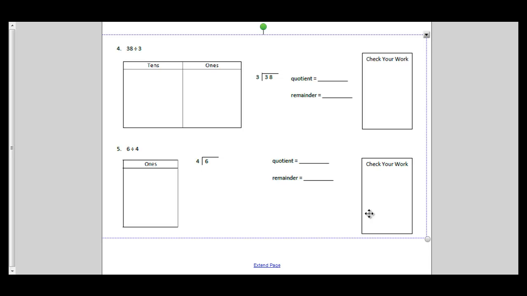All right, let's do 4. All right, so now we're going to do 38 divided by 3. Again, if you feel comfortable doing this by yourself, try it and then come back and check with me. All right, so let's go ahead and put 38 in our place value chart. 1, 2, 3, and then 8 ones. 1, 2, 3, 4, 5, 6, 7, 8. And I'm dividing it by 3, so I've got to make 3 groups.